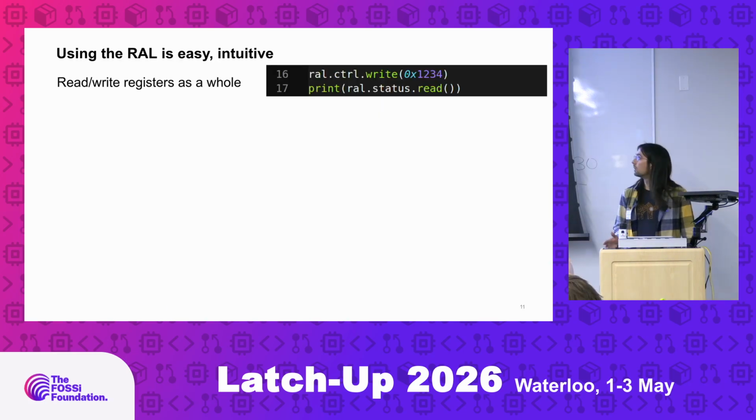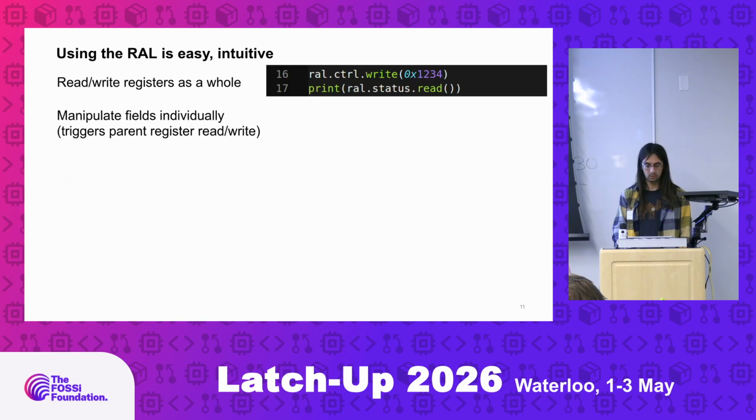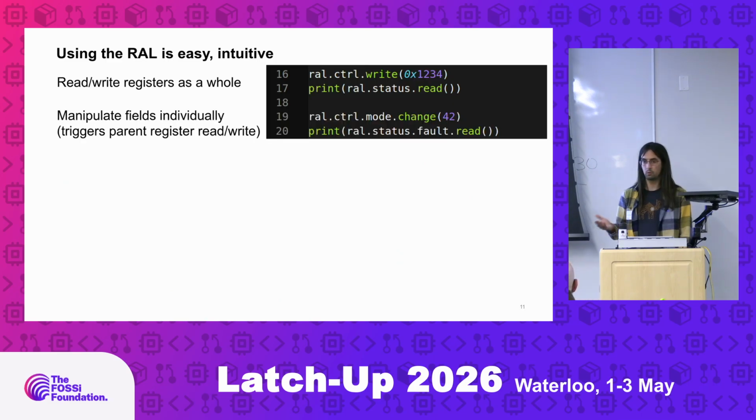So how does that look? Pretty intuitive. Okay, so we want to write to the control register, so we can write 1, 2, 3, 4 directly to the register as a whole. That's okay. That can be nice. Read the status register as a whole. Okay, now I'm not using addresses anymore. But that's not that great because those registers also have fields. So we'd really like to be able to do that on an individual level. So let's drill into that. We can drill into that next layer.